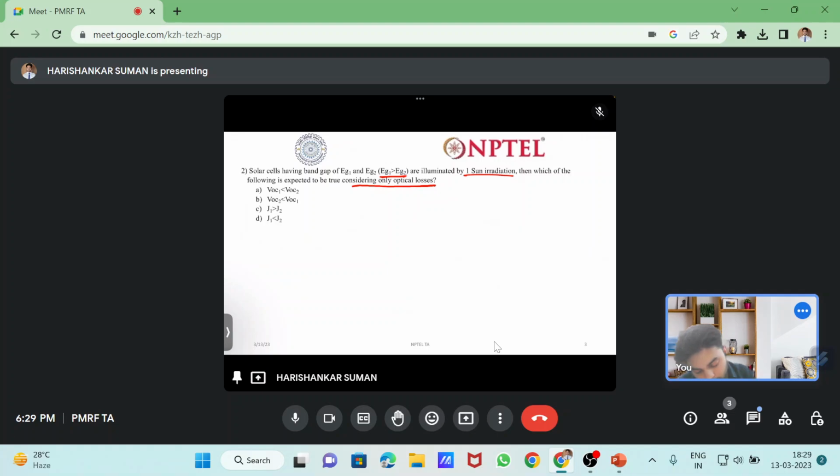Band gap. Let's see what is the band gap. We have two materials. This is Eg1, this is Eg2. Eg1 is greater than Eg2. Okay, then VOC and current. VOC is directly related to the band gap. So VOC1 is greater than VOC2.